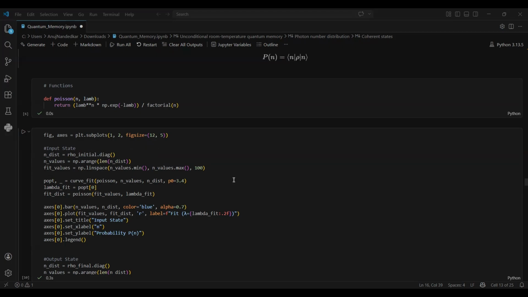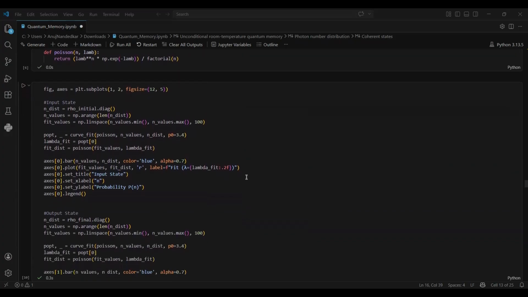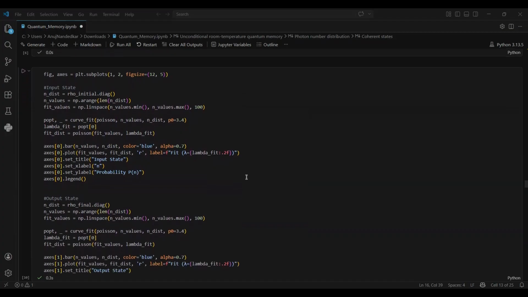Now the next part of the code involves fitting a Poisson distribution curve, a smooth curve, onto our given data, and using this we will find the mean lambda, which is the most likely lambda, which perfectly fits our given data. We do the same for the final density matrix and find the mean lambda in the final fitted curve as well, and then we compare both curves.